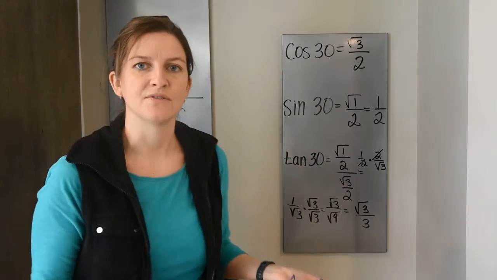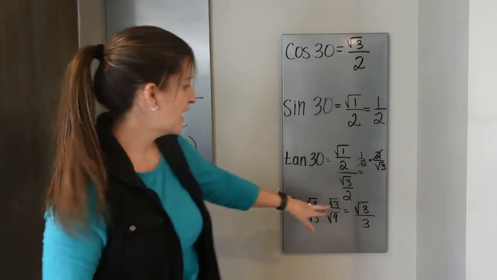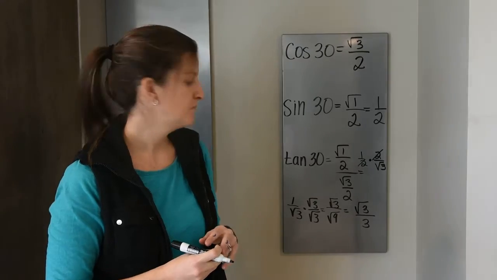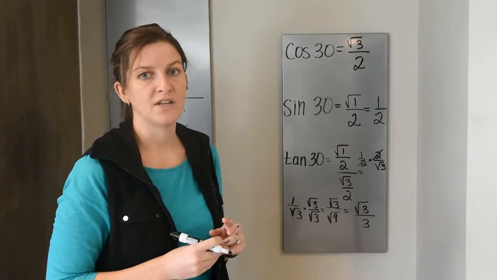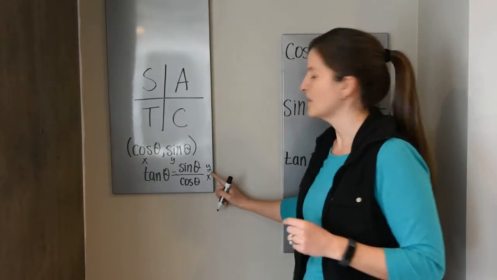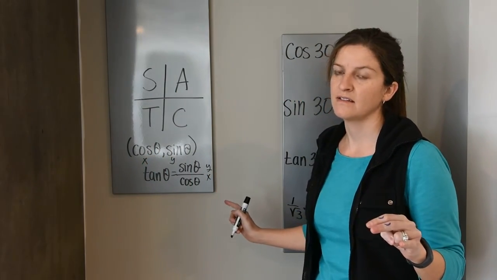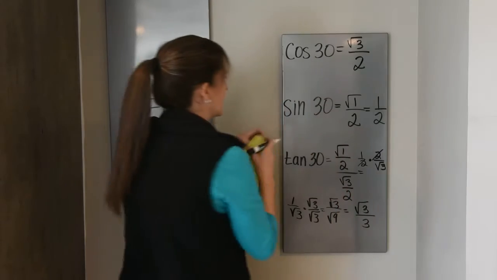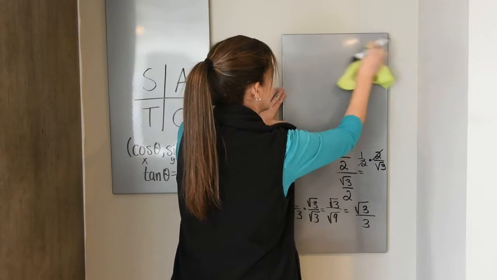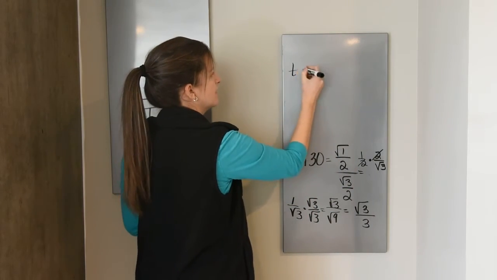And the square root of 3 is just going to stay square root 3. So the tangent of 30 is the square root of 3 over 3. Okay, that's one way to do it. The other way is to know that tangent is your y over your x. Okay, so I'm going to erase these right here and show you the second way.